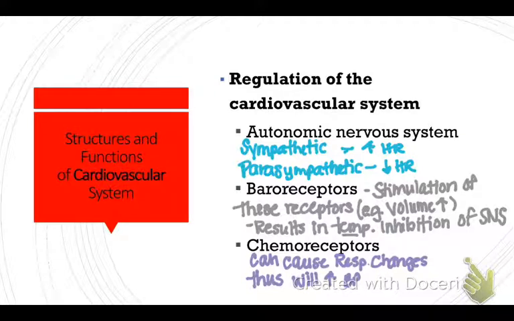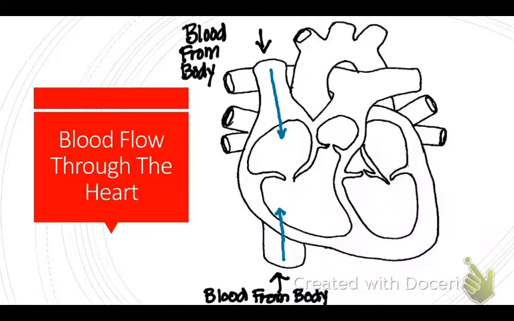Because remember, we talked about how increased carbon dioxide will make your blood pressure go down. Well, if it senses that, it's like, okay, we've got to bring that blood pressure up. So this is how your cardiovascular system is regulated, and how it works together with the rest of the body to sustain you, to keep you in homeostasis.